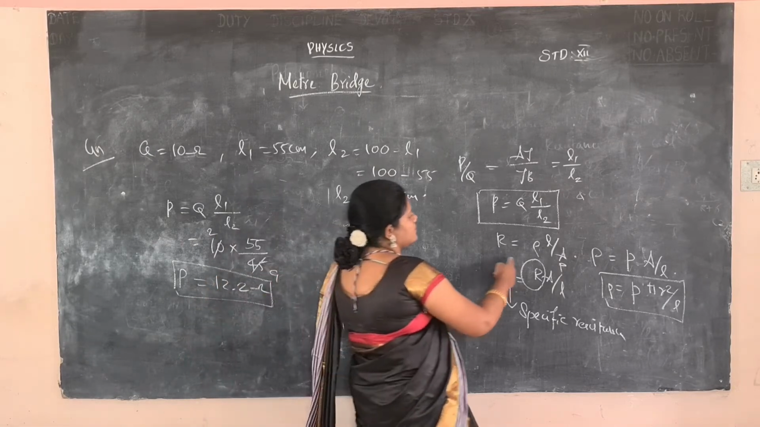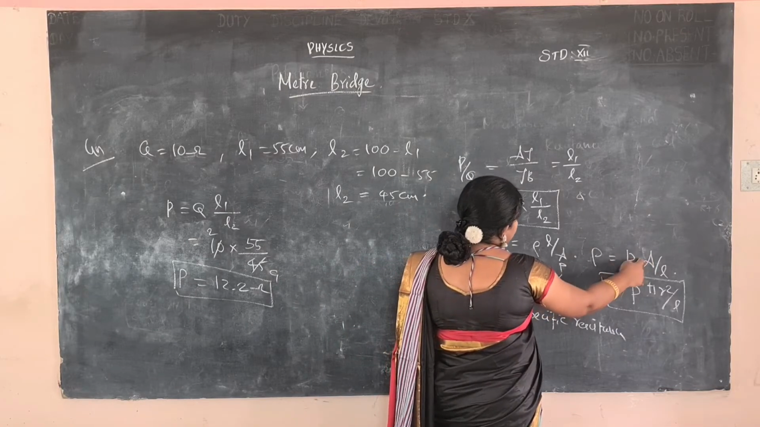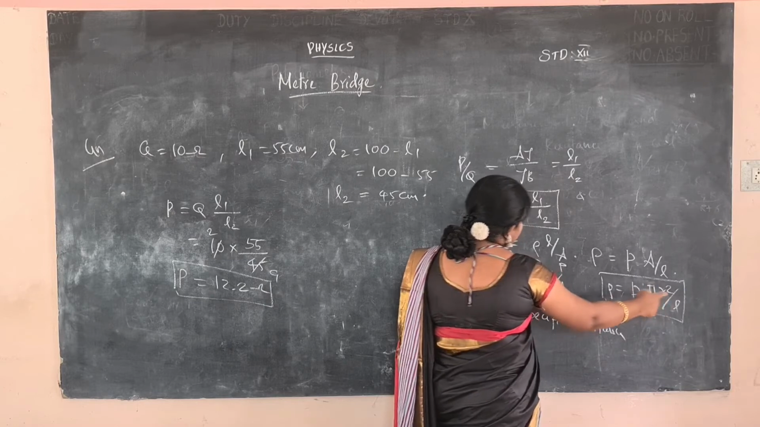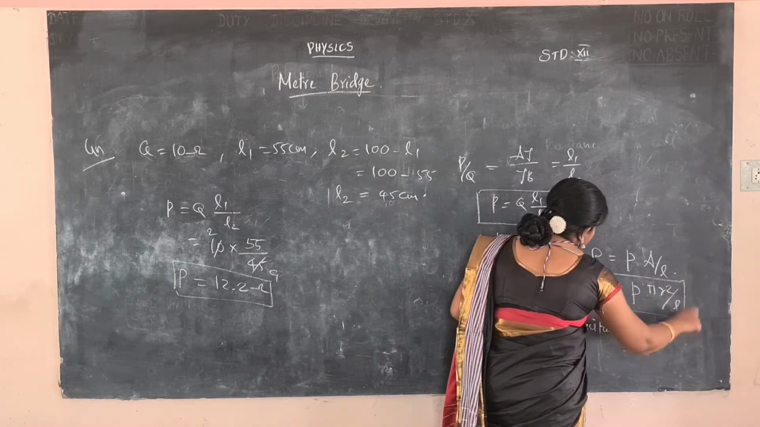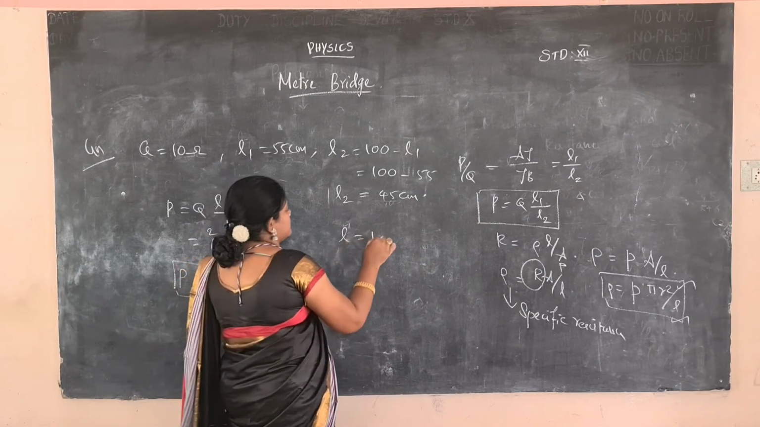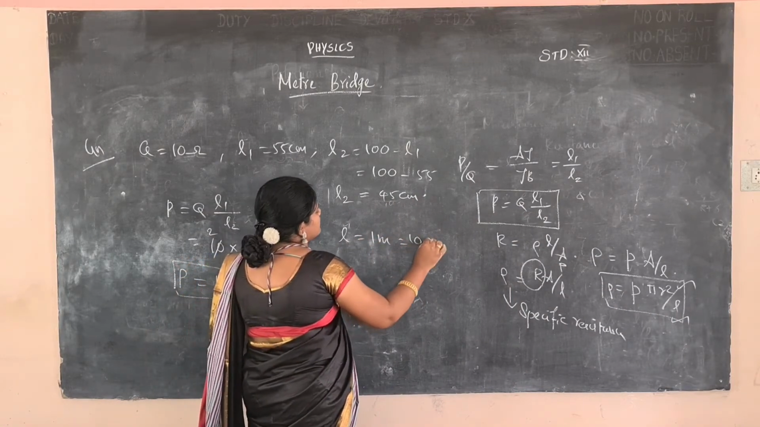The specific resistance formula is rho is equal to unknown resistance into A by L. A is pi R square. So rho is equal to unknown resistance into pi R square by L. What is L? What is R now? L is the length of the wire. So the length of the wire is 1 meter, that is 100 centimeter.